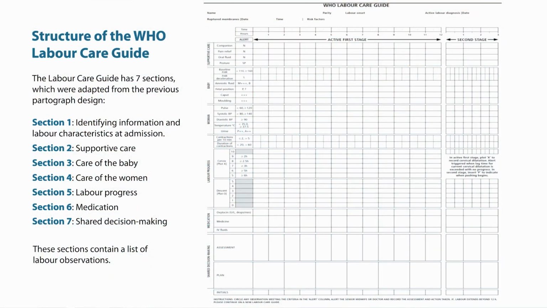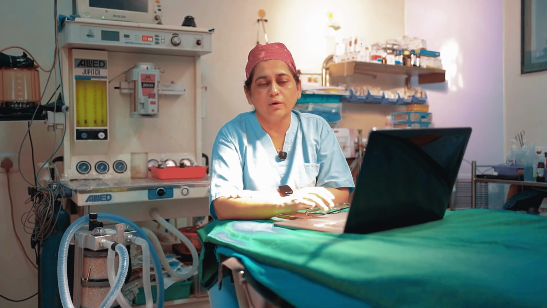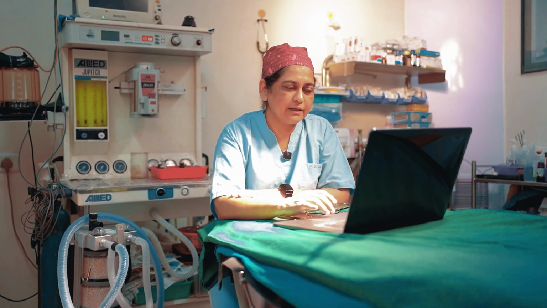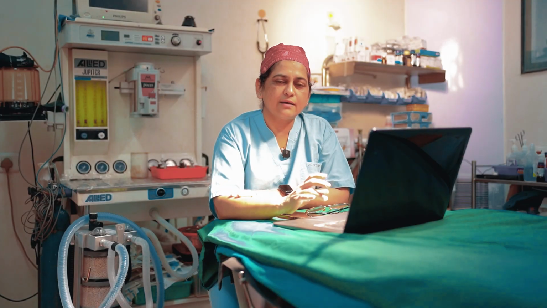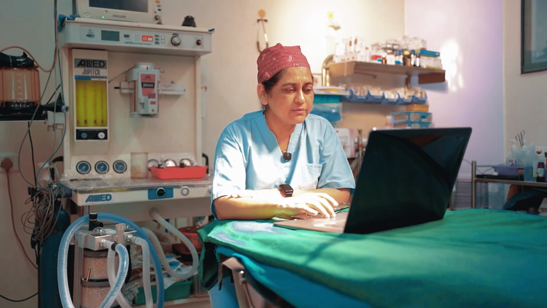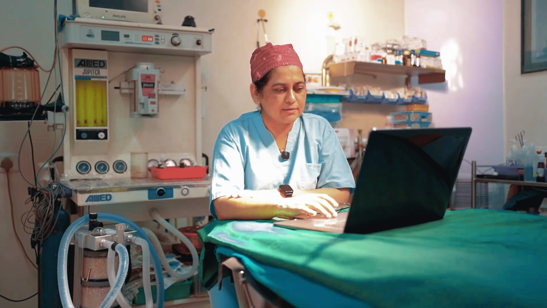Now comes section 4. In this, we monitor the woman. We have to check her pulse rate, that is less than 60 or more than 120, which is significant. Then systolic blood pressure less than 80 or more than 140, diastolic blood pressure more than or equal to 90. In this, we measure the temperature of the woman as well as the urine analysis.